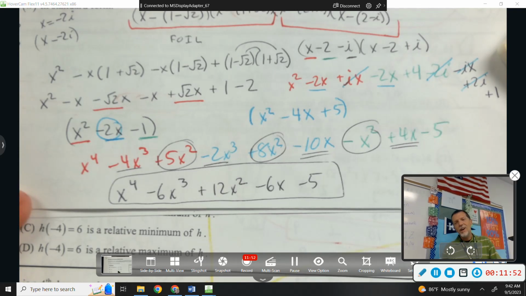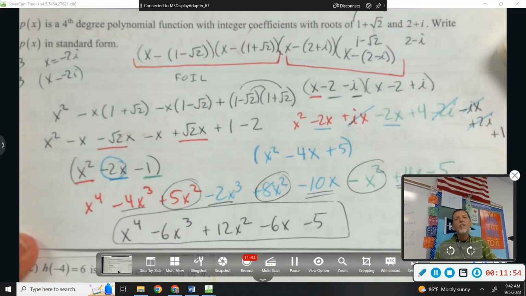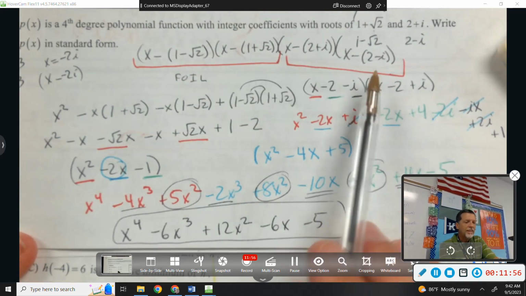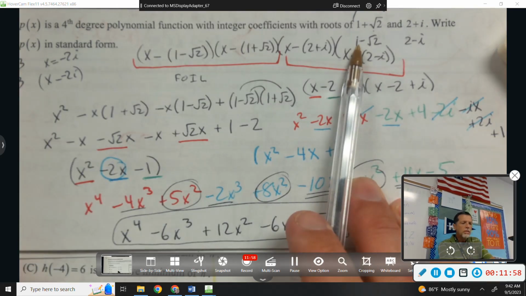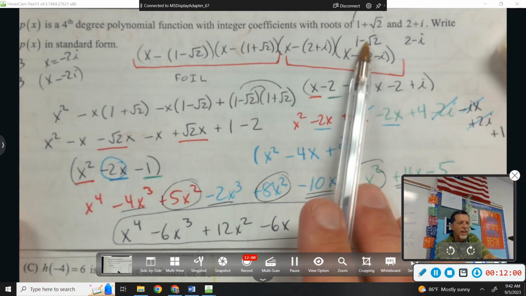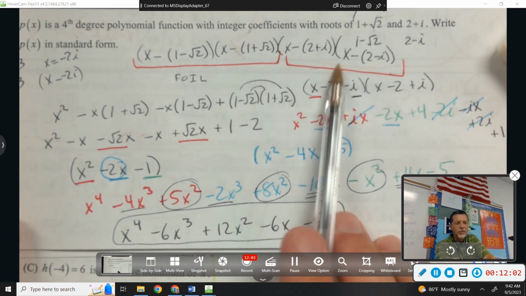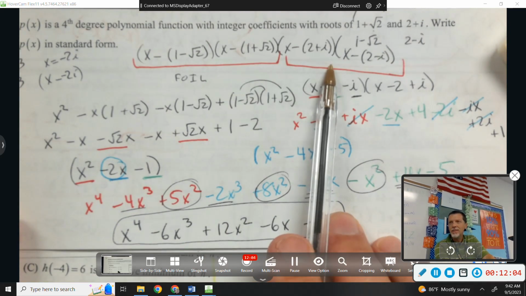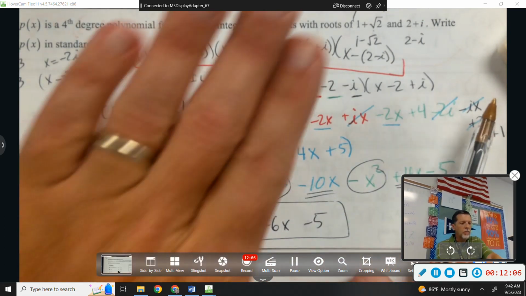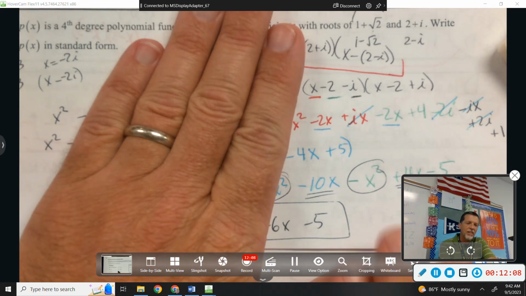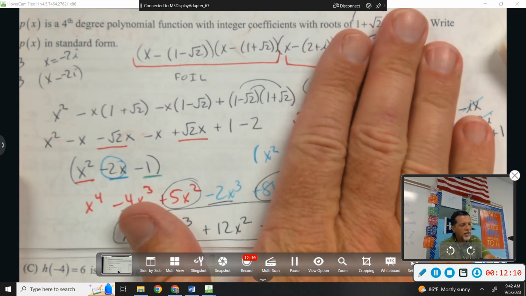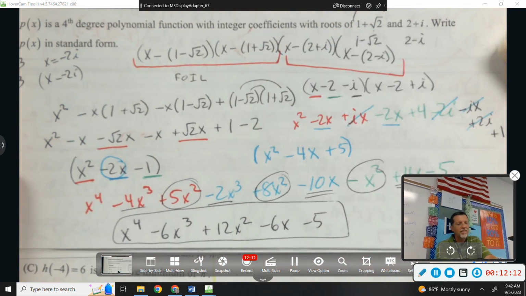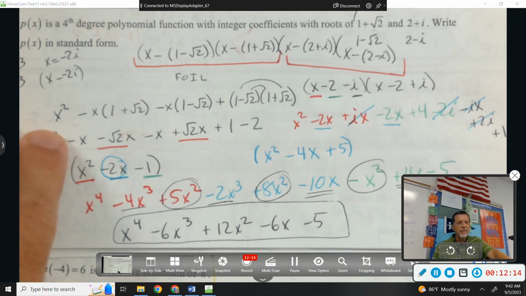Yeah, there's not one like that on the test. On the test, that idea is tested. I don't remember which one it is, but it's one of the two. It's not both in the same problem. So, you either have to multiply out the i stuff or the square root stuff, but not both in the same problem, because that's just kind of ridiculous.